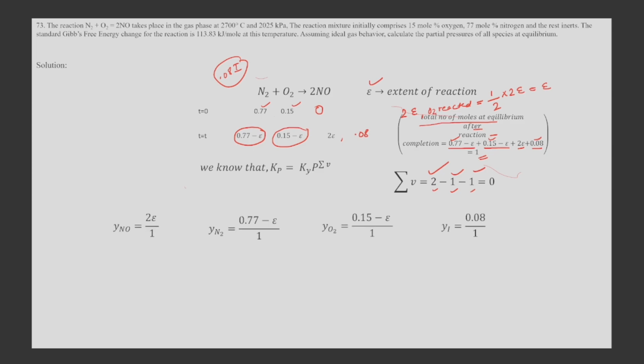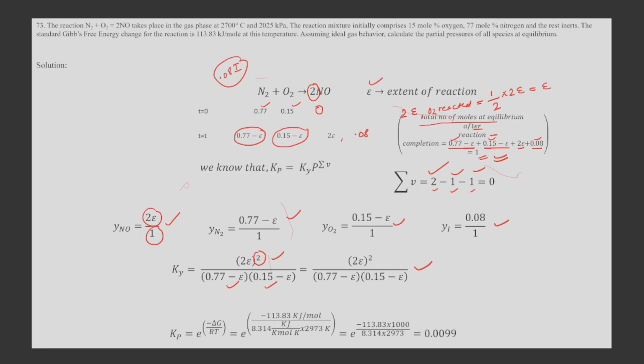Now mole fractions. Mole fraction is the number of moles divided by the total moles. Total moles we have just calculated. So this is the moles at the end of the reaction for NO, N2, O2, and inert. Inert will not change. It will remain the same. Now Ky is the product over the reactant. For the product we have only 2E, and the square will come for the stoichiometric coefficient 2, so (2E) squared divided by N2 times O2. So we will get this.